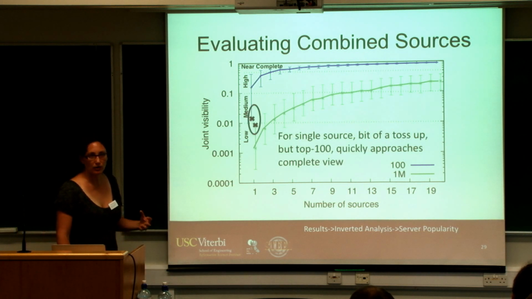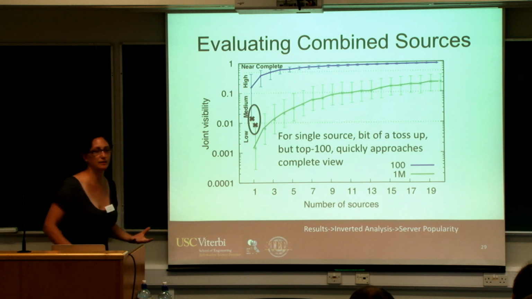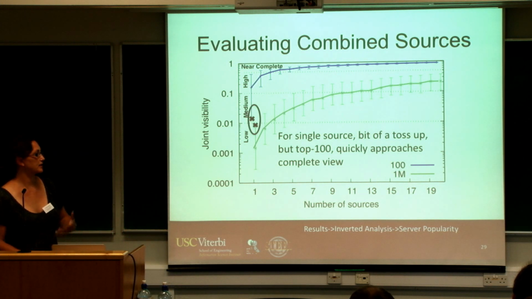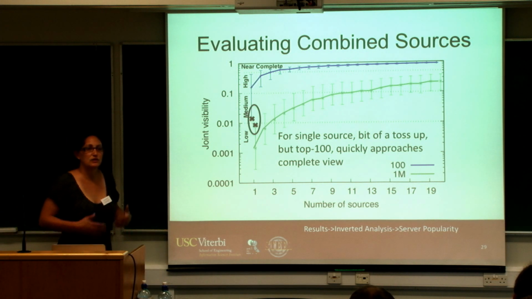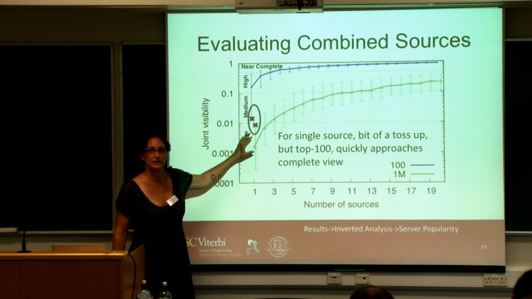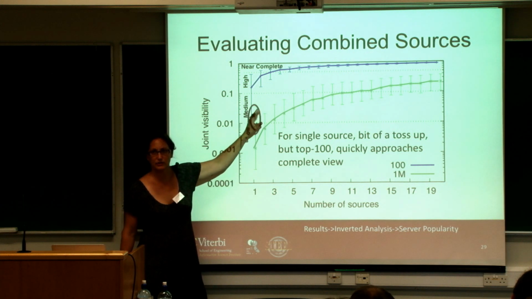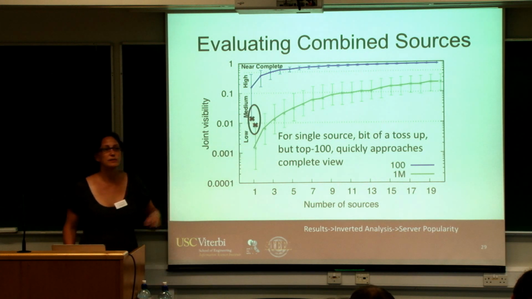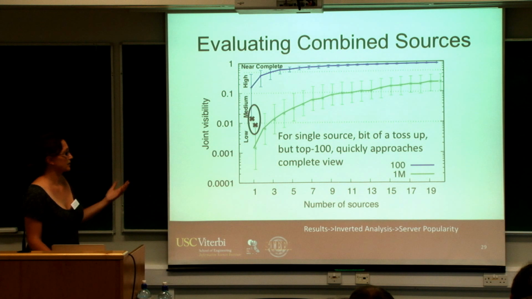So for a single source, if I had a choice between some place that's not hosting popular content and one that is, you would think intuitively that some place that's hosting popular content is always going to win over some place that doesn't, but that's not necessarily true. It's actually kind of a toss-up as to the visibility that you're seeing in whether it's popular or not.